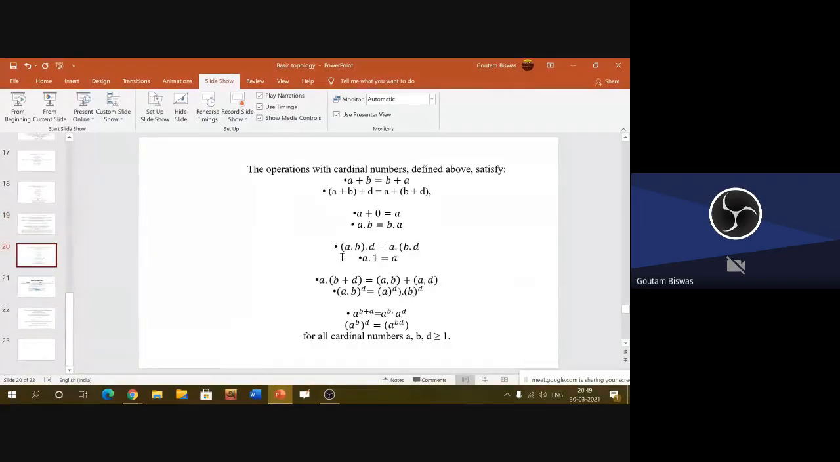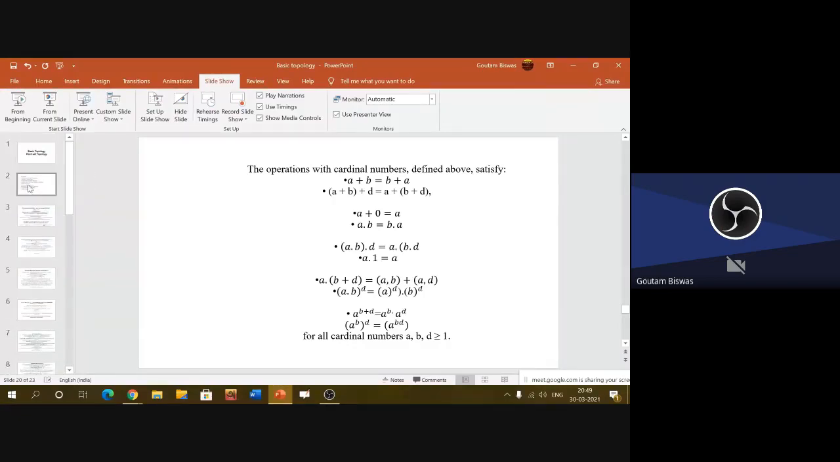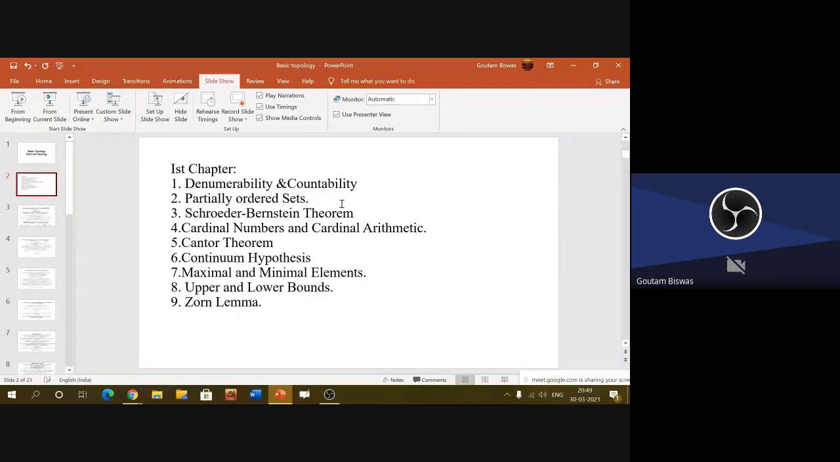In the next class I will continue with this, and I will finish whatever I told you yesterday. Partial order is done. Cardinal numbers are done. Then Cantor's theorem and the continuum hypothesis. In the next class, if cardinal numbers and cardinal arithmetic are clear, then these are very easy.